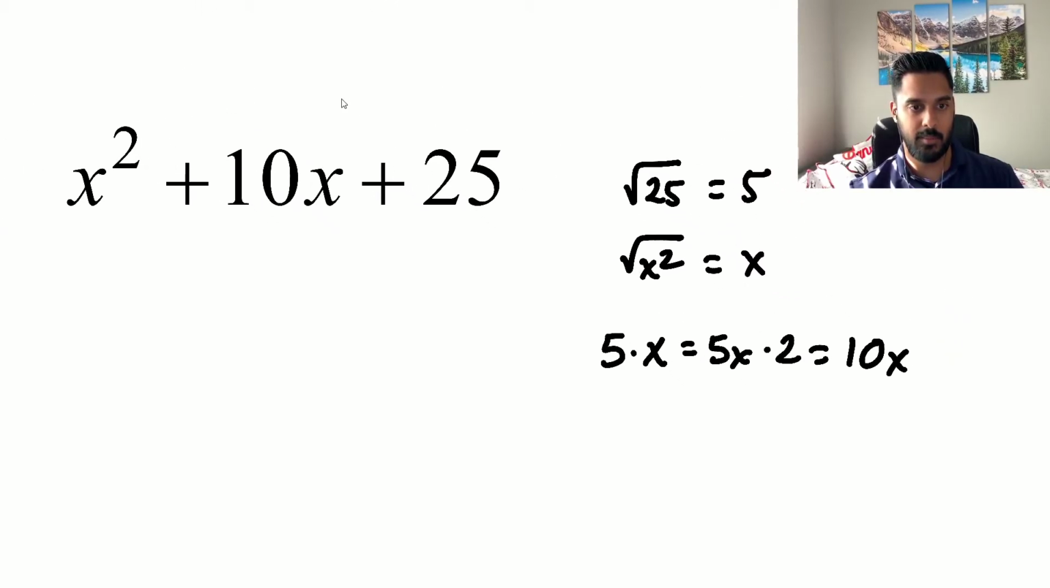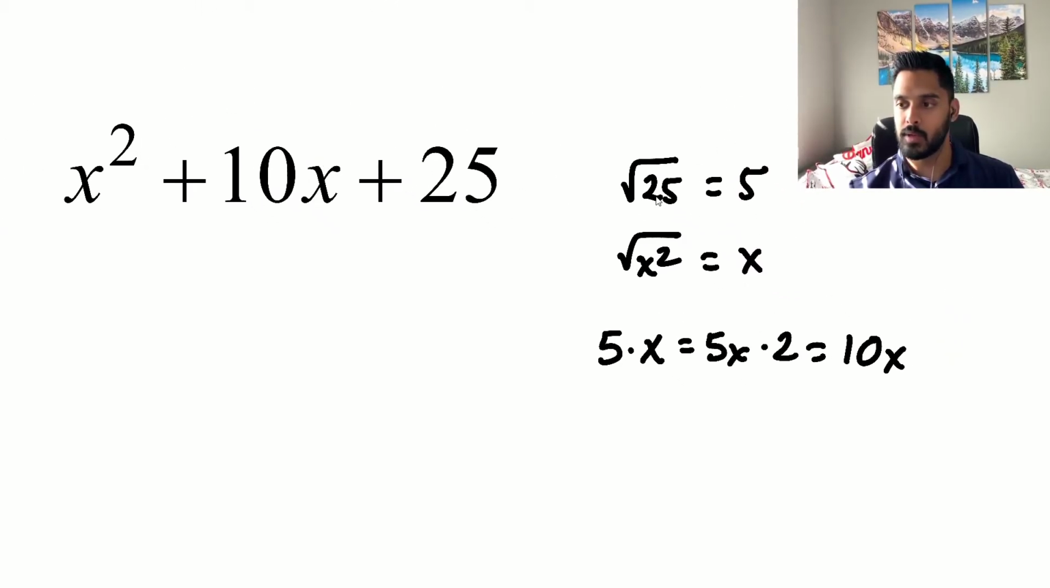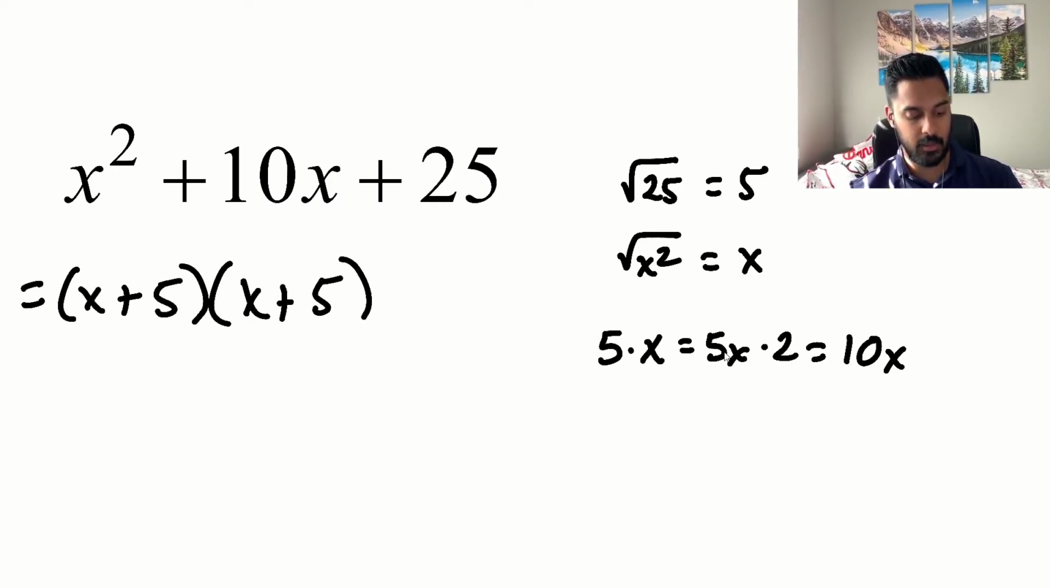Oops, sorry, I keep blocking that there. There you go. So square root of 25 is 5. X squared is x. X times 5 is 5x. Doubled is 10x. So I'm going to have two groups of 5x. Okay, so that means my factors are going to be x plus 5 and x plus 5, right, for an x plus 5 squared.